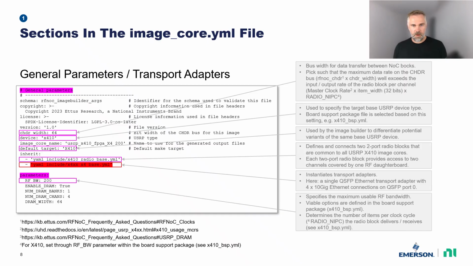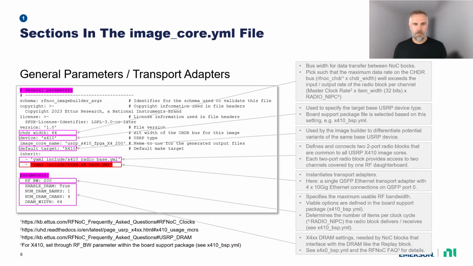The RF bandwidth parameter determines the maximum usable RF bandwidth, and viable options for that are defined in the board support package. The remaining parameters that you can see here determine how onboard DRAM resources are exposed into the RFNoC image core.